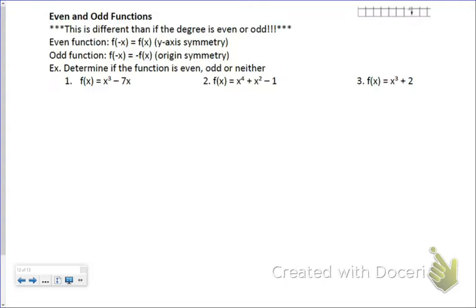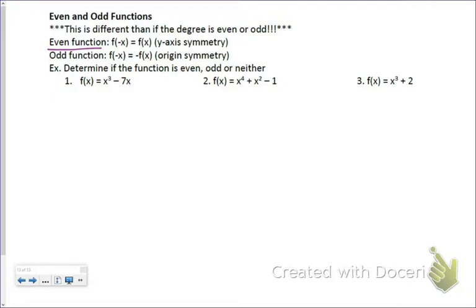All right, the last thing we're going to look at very briefly is just even and odd functions. The reason I really want to look at this now is just because it's easy to get this mixed up with an even and odd degree function. So just because the degree of a polynomial is odd or even doesn't mean the function is necessarily odd or even. Odd and even functions are very specific.